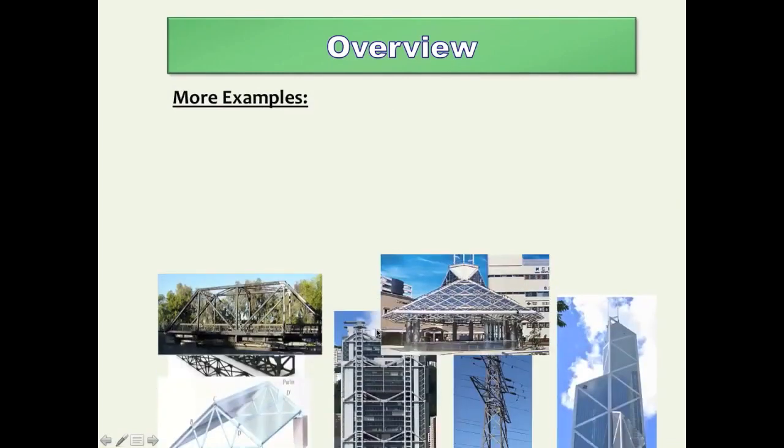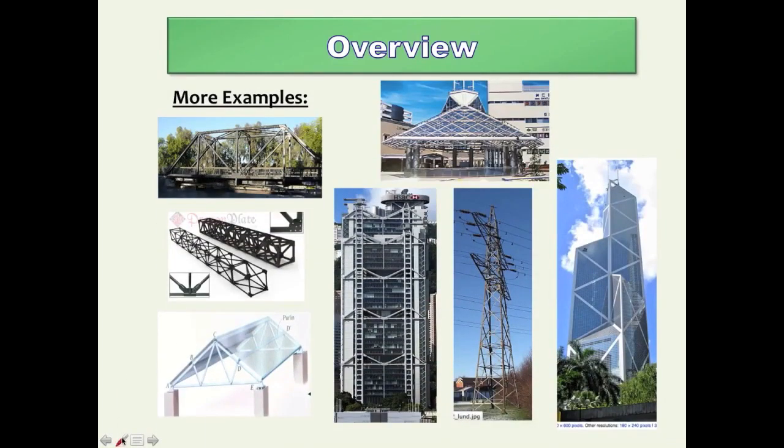Let me show you a few more examples of typical trusses. For instance, this is a space truss, a building where all the external skeleton is made of these truss structures. This is a power transmission structure that is made of spatial trusses or 3D trusses. This is a roof structure made of a truss.